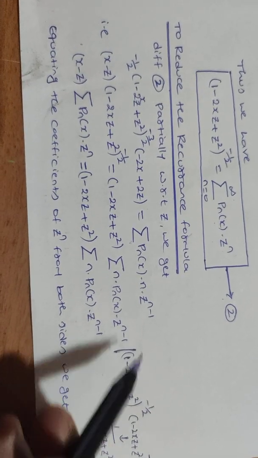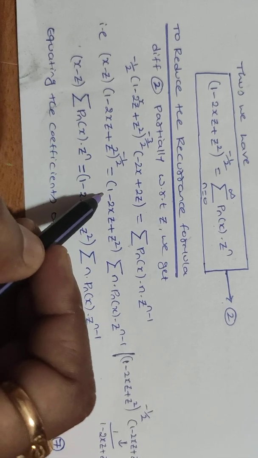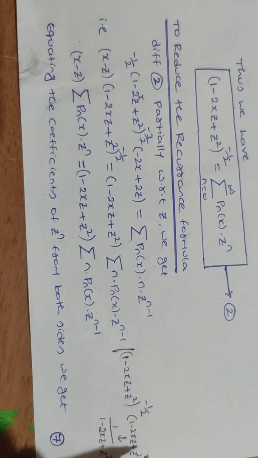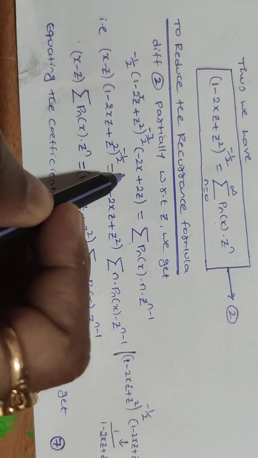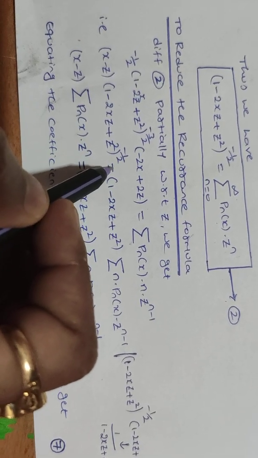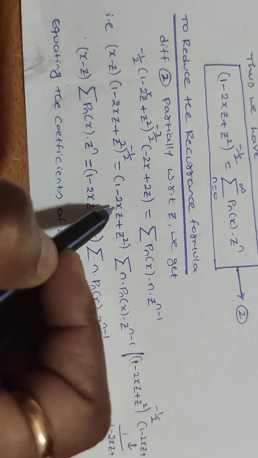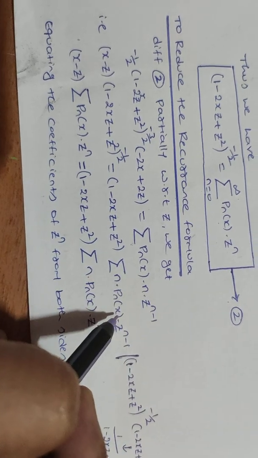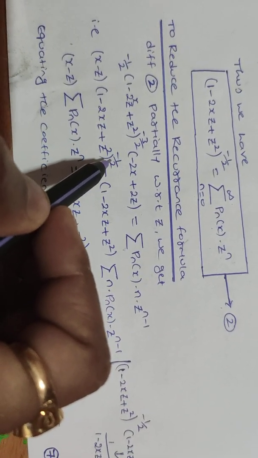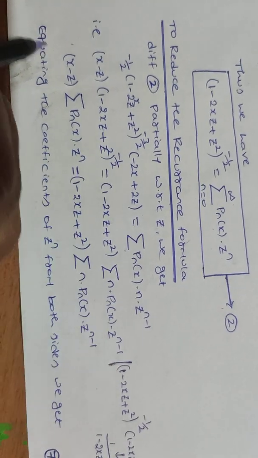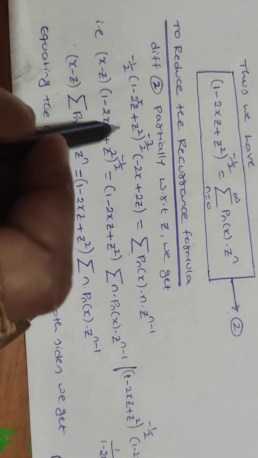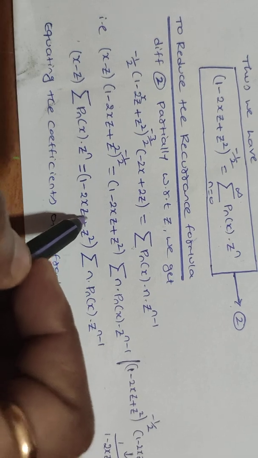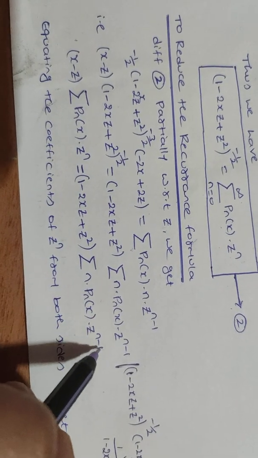On cross multiplying it will become (1 − 2xz + z²). So remember the point, minus 3 by 2 can be written as minus half minus 1, so here we have the power minus 1. Any term to the power minus 1 will be 1 divided by that term, so on cross multiplication it takes the form of (1 − 2xz + z²) into the right side term, where we have the power minus 1 by 2. Now (x − z) into the summation of Pn(x) into z to the power n is equal to, writing the term as it is, the summation of n into Pn(x) into z to the power (n − 1).